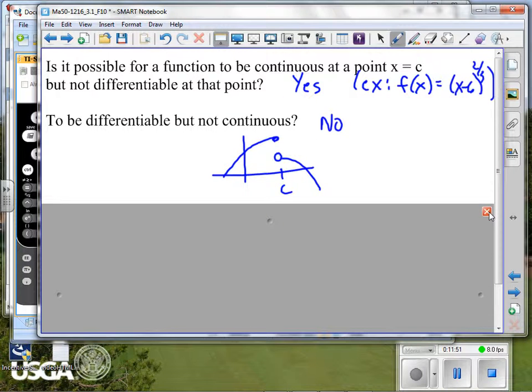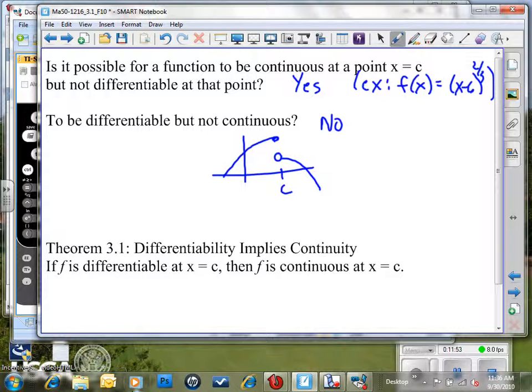So here's our theorem. Differentiability implies continuity. In other words, if you know the function has a derivative at a point, then you know it's continuous at that point. You don't have to do anything more. It's kind of a nice little shortcut to all of our work if we know that it has a derivative there.